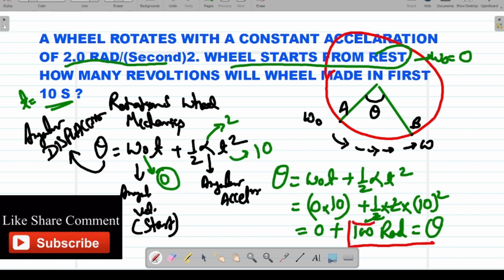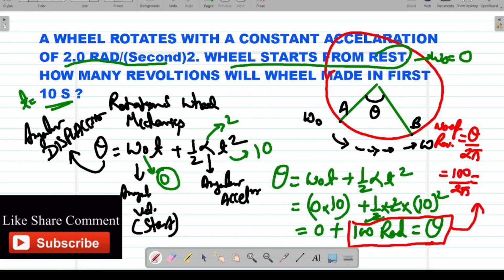Okay, now we are going to calculate the number of revolutions. How will we calculate it? Number of revolutions will be equal to theta divided by 2 pi, because in one cycle we complete 2 pi radian. So theta by 2 pi will be equal to 100 by 2 pi. So when we calculate this, we will get around 16 revolutions.